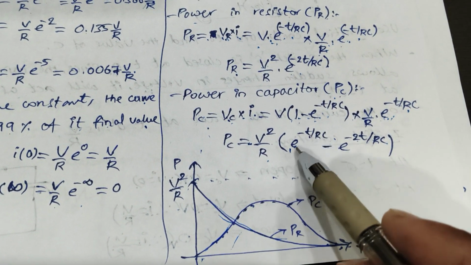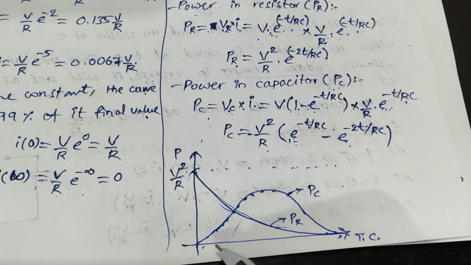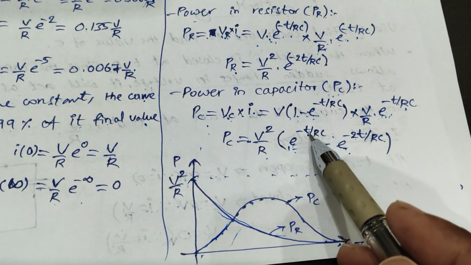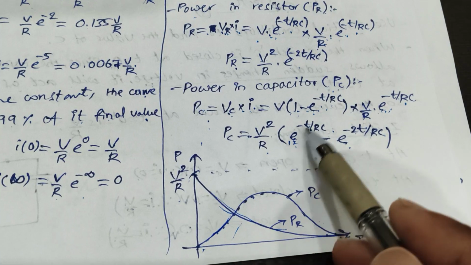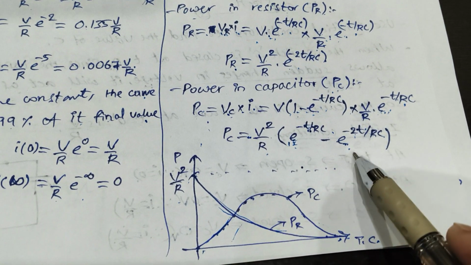When t is equal to 0, 1 minus e power 0 is 1 minus 1, which is equal to 0. When t is equal to infinity also, e power minus infinity is nothing but 1 by infinity, which is equal to 0. Here also 1 by infinity is 0.